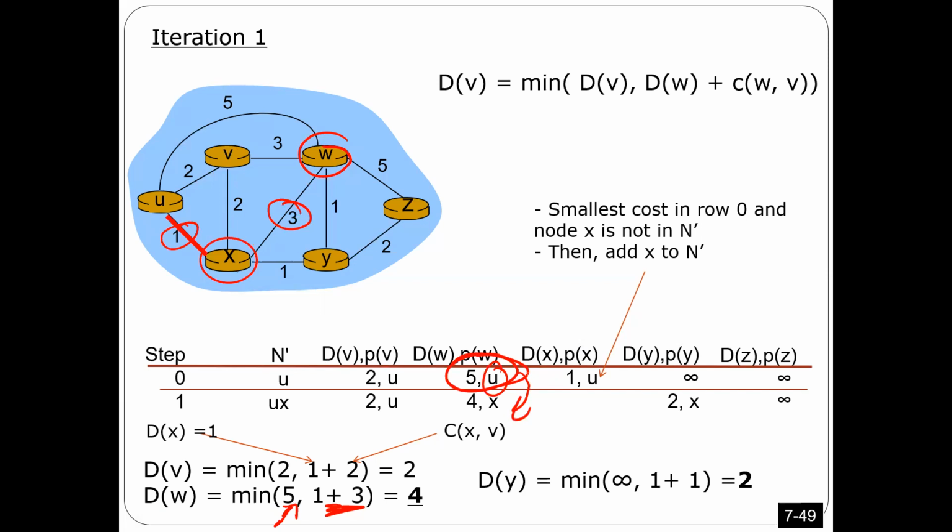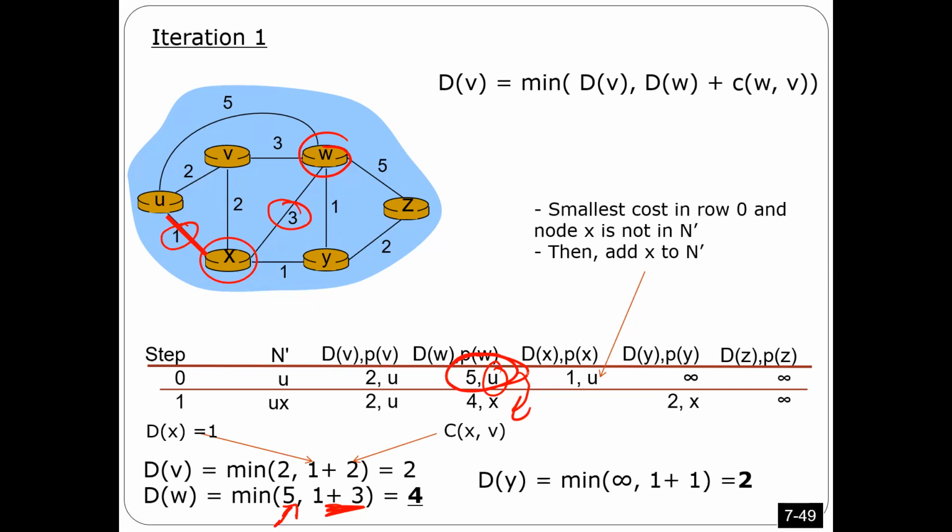So instead of 5, I'm going to make the cost 4, but the decision will be X. So if you go through X, the cost is 4. But if you go directly, the cost is 5. So I'm going to update this one. So now, given the two pieces of information I have, the label of U and the label of X, that's the best result I can get.